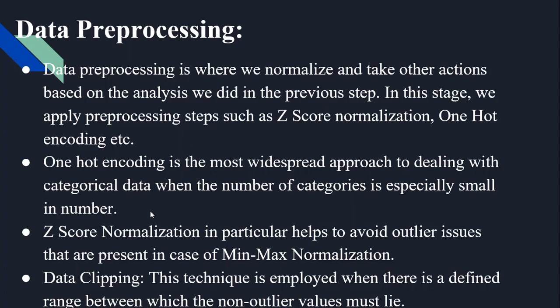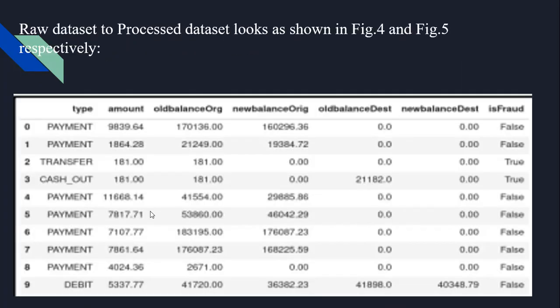One hot encoding is the most widespread approach for dealing with categorical data, especially when the number of categories is small. Z-score normalization in particular helps to avoid outlier issues that are present in the case of minimum and maximum normalization. And data clipping is a major one in data pre-processing. This technique is employed when there is a defined range between which the non-outlier values must lie.